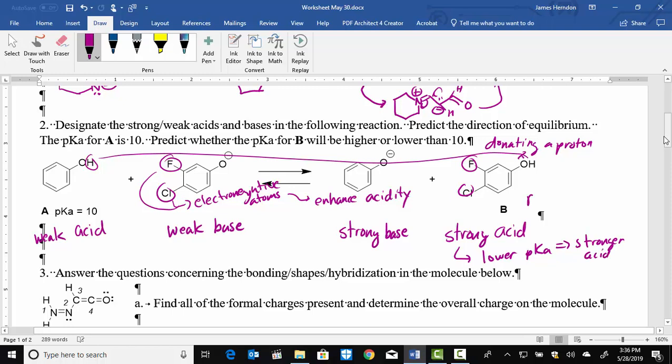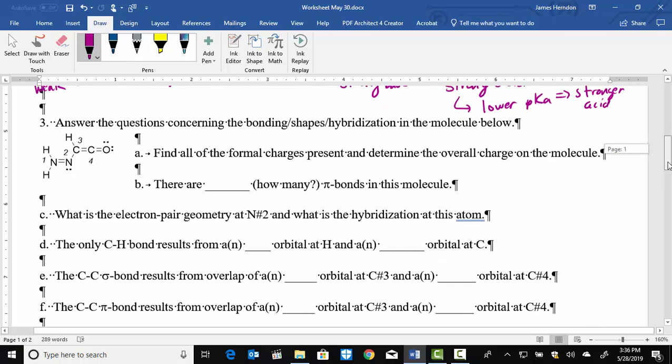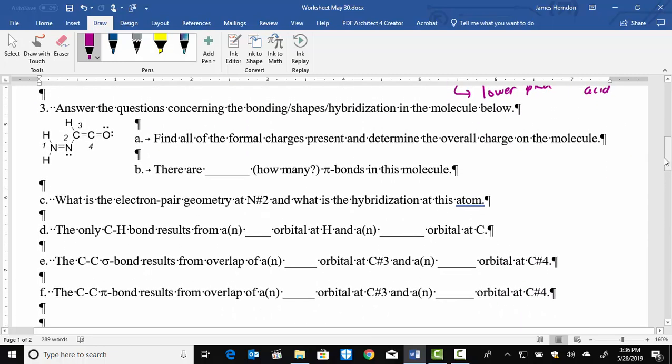So we say that pKa here is a number less than 10. Okay, we don't really know quantitatively what that is, but we would estimate that its value would be something below 10. Okay, all right, let's look at this one. We're going to answer the questions concerning the bonding, the shapes, and the hybridization in the molecule below.